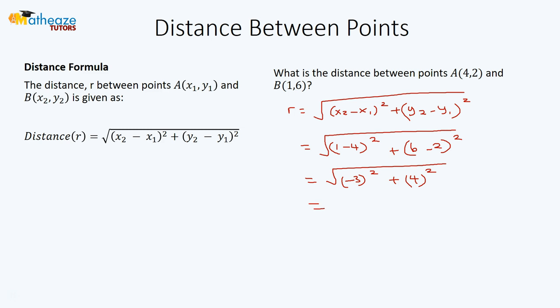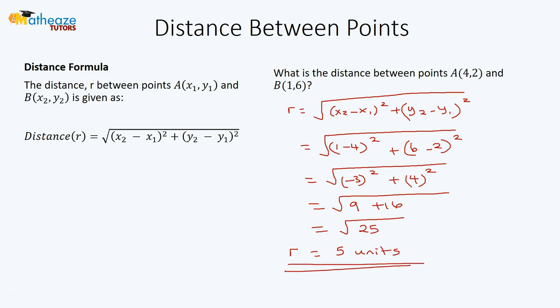Now negative 3 squared is 9, 4 squared is 16, which is the square root of 9 plus 16, that is 25, and the square root of 25 is 5. So the distance between those 2 points is 5 units.